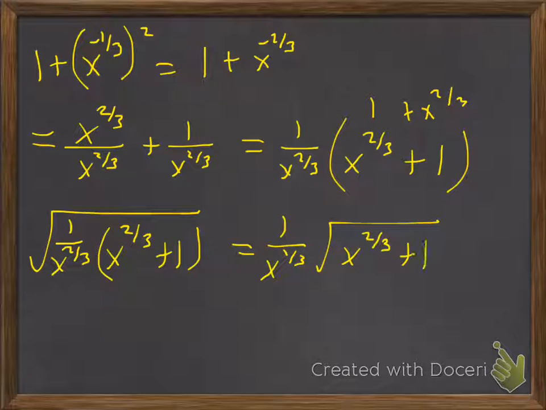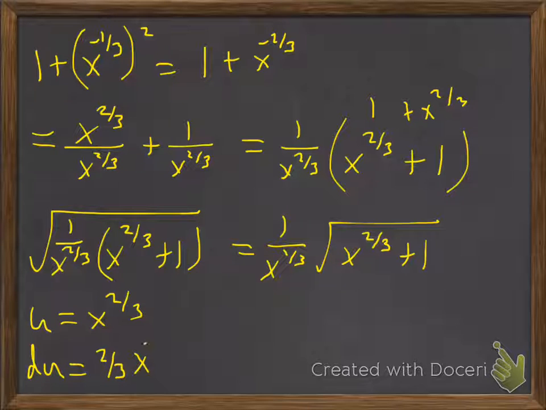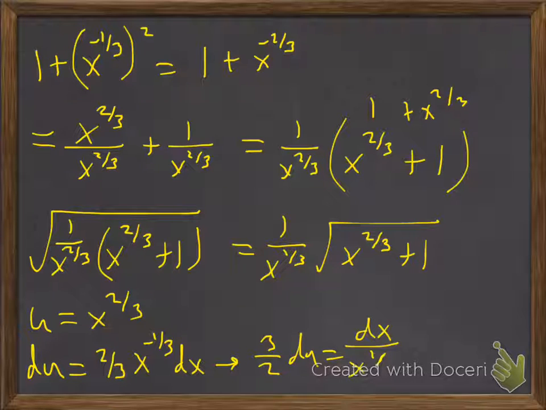Okay. And this is ready to go for a u substitution, so we're going to let u equal this, and then we'll see what our du is. So we'll let u equal x^(2/3), then du will be (2/3)x^(-1/3) dx. If you want to solve for dx in some respects, it'll have to be 1 over x^(1/3). We'll have (3/2) du equal to dx over x^(1/3), and that's going to be our u substitution right there.